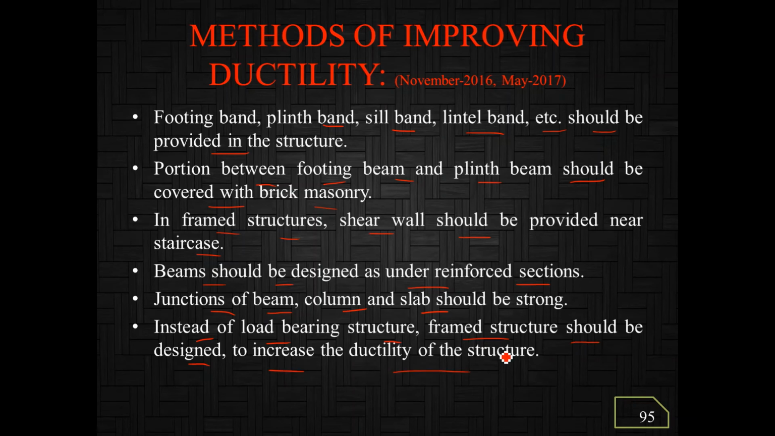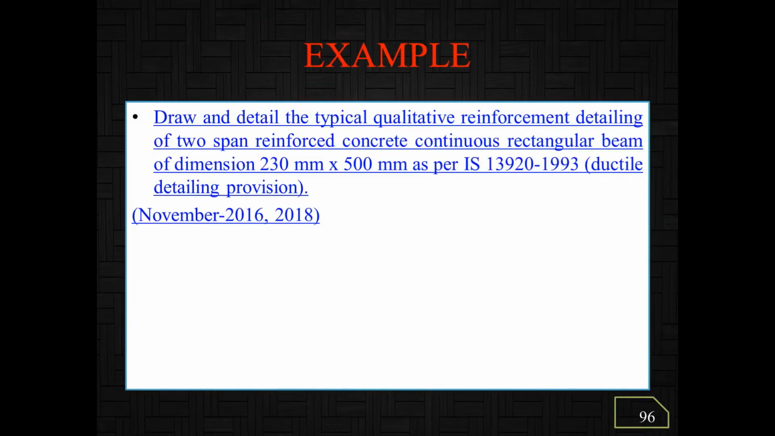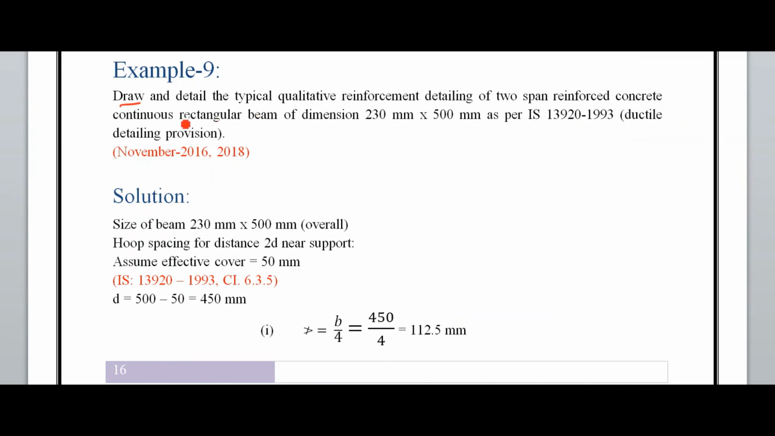Right? These are the methods of improving ductility. I hope you remember all the things. Just read it out and you can write it out on your own. Now we have one example here. So let's check this example in the Word file. Okay, so here is the example.